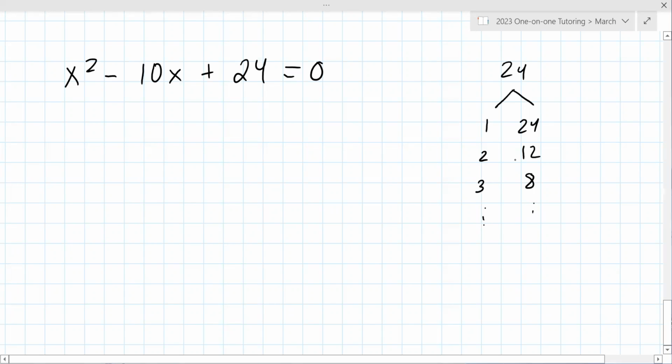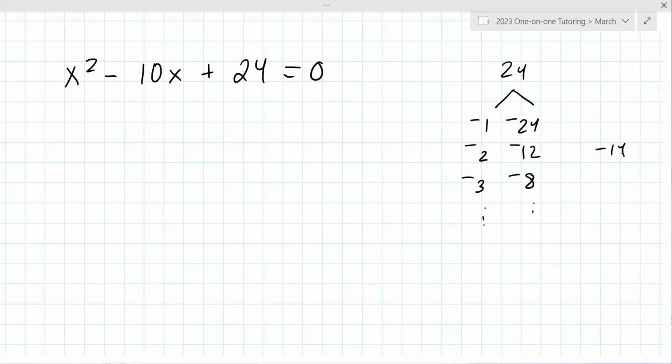So 2 and 12, they work, but in this case they're both negative. Negative 2 times negative 12 gets you to 24, but they don't add to negative 10. They add to negative 14. Okay.